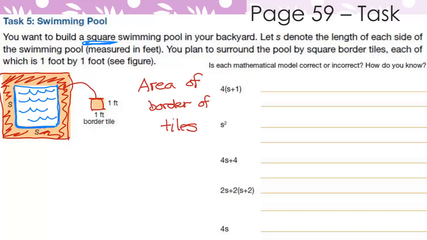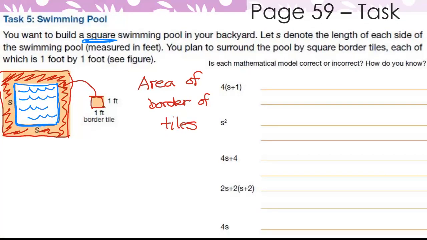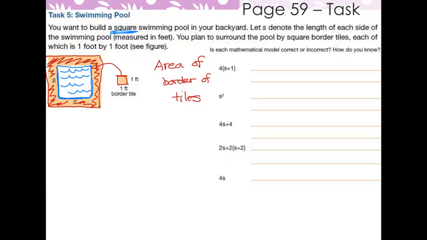Bug them. And say, okay, what the heck is going on here? Got 4 times s plus 1. You got s squared, 4s plus 4, 2s plus 2 times s plus 2, and 4s. Why isn't that going down? There we go. I don't hear anyone talking. Man, your brains must be fried because it's Friday.